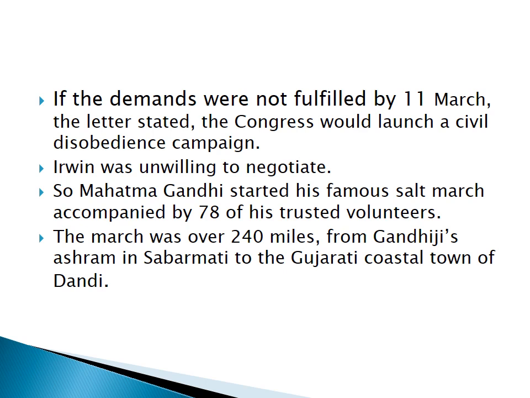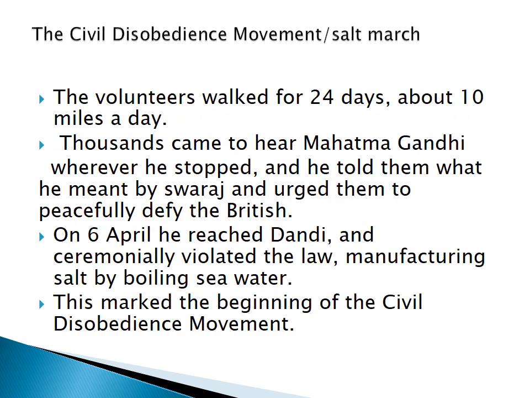So Mahatma Gandhi started his famous Salt March accompanied by 78 of his trusted volunteers. The march was over 240 miles from Gandhiji's Sabarmati Ashram in Gujarat to the coastal town of Dandi. The volunteers walked for 24 days, about 10 miles a day. Thousands came to hear Mahatma Gandhi wherever he stopped, and he told them what he meant by Swaraj and urged them to peacefully defy the British.